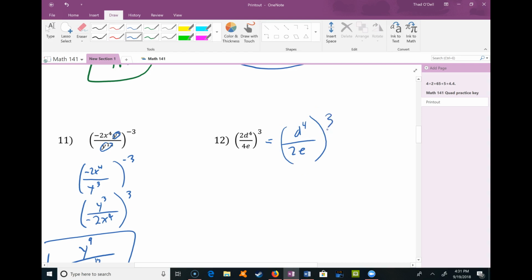So now I just have to cube the top, which would be d to the 12th, and cube 2 in the bottom, which would be 8, and cube e, which would be e cubed. And that, my friends, is my final answer. That 12 does not look like 12. Okay?